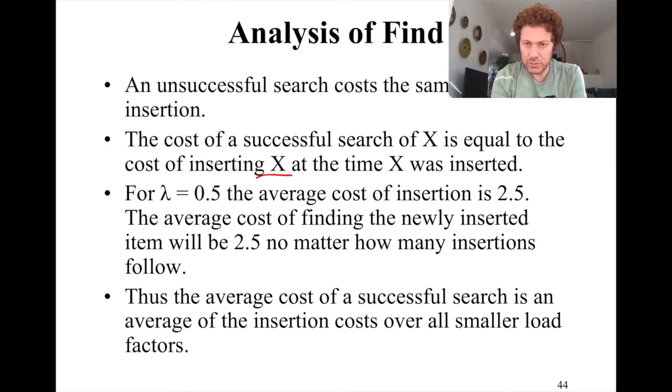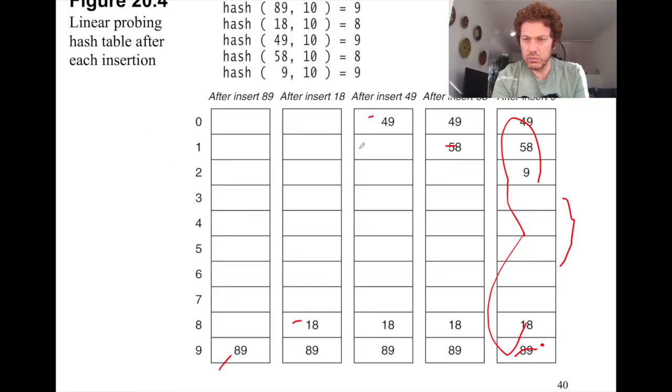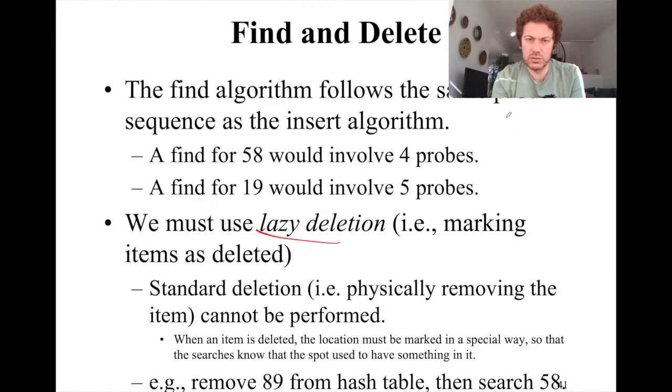The cost of a successful search of x. It is a reasonable statement, because when I want to search for 58, for instance, I need to do 1, 2, 3, 4 probes, and it is not a coincidence that I used 4 probes to insert 58. Okay, 1, 2, 3, 4. So it is basically telling that.